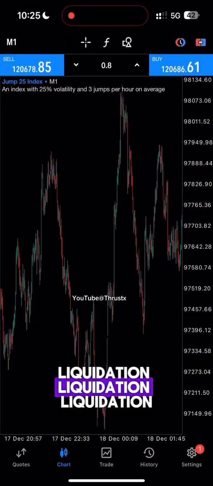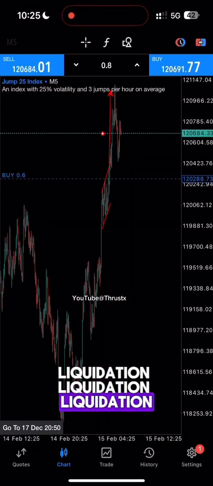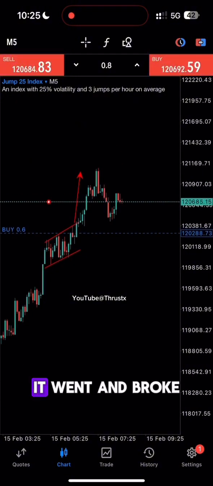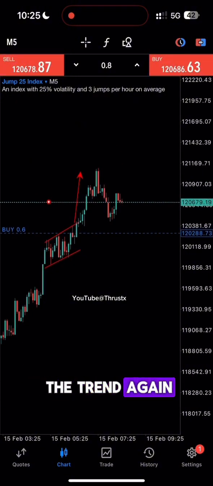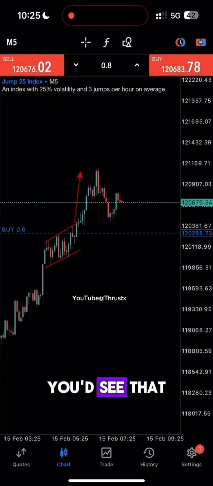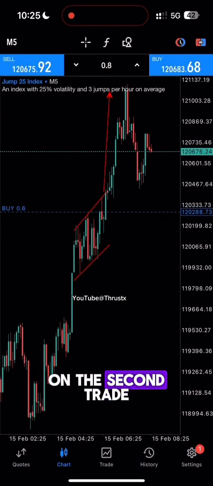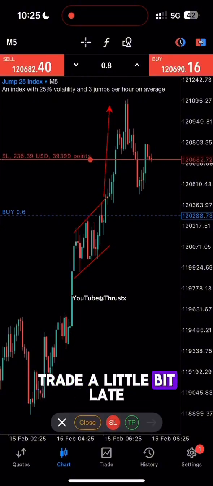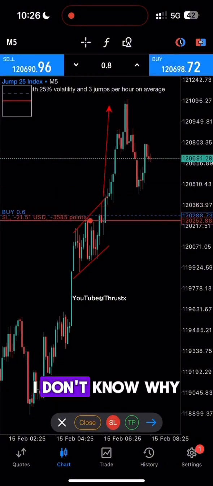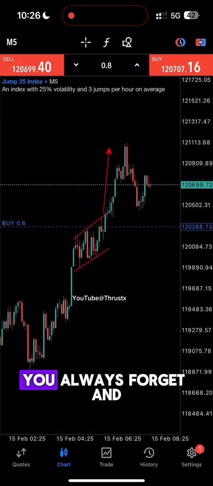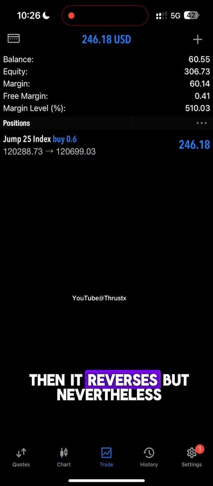Liquidation. It didn't even waste time. It went and broke the trend again, just like the first trade. If you checked the first trade, you would see that the same thing happened on the second trade. I opened this trade a little bit late. I don't know why I keep doing that. That is the problem of trading small time frames. You always forget and then it reverses.